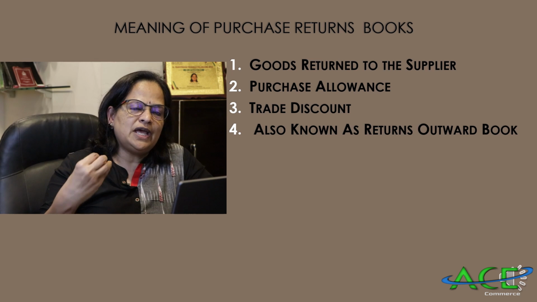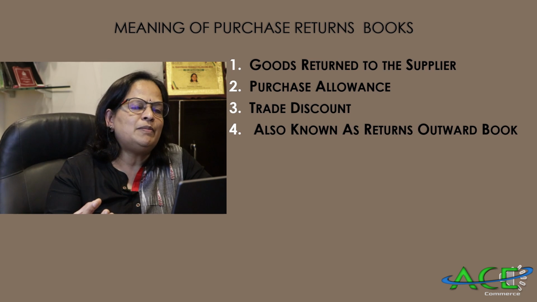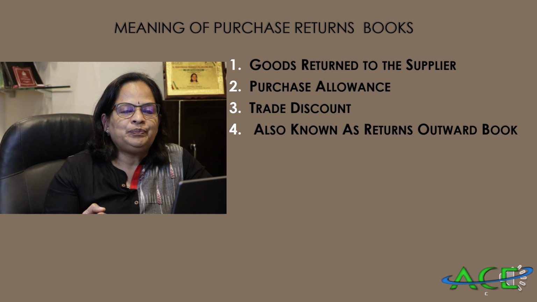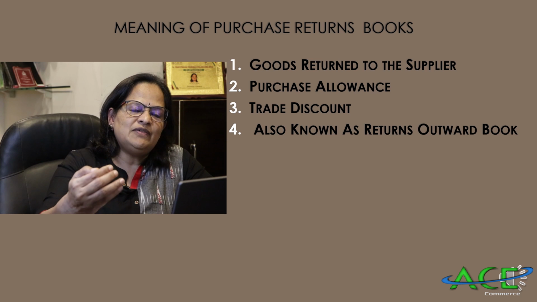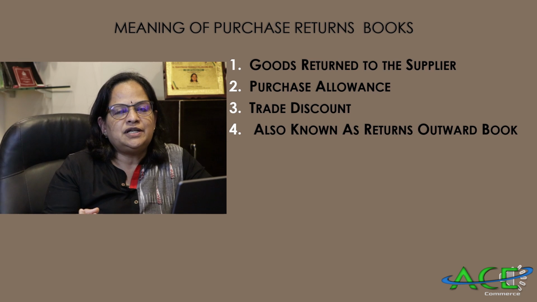See, when you are buying online also in Amazon and all, if you buy something and if you are not happy with that, you can return it back. So that item will be recorded in the purchase returns book. Then sometimes they will allow you an allowance. That means you are not returning, they will reduce from the price. So that is also recorded in the purchase returns book.